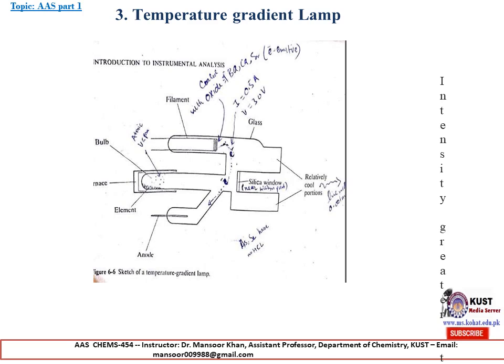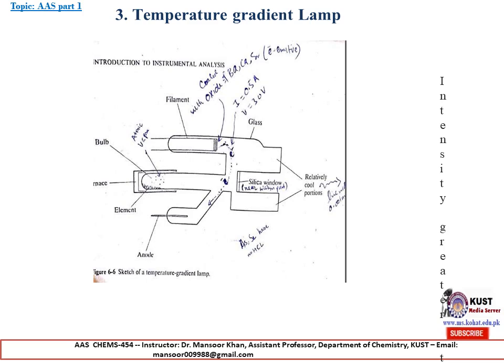An electric heater converts the element into atomic vapor. This is the main mechanism of the temperature gradient lamp. It has a bulb element where atomic vapors are produced, and a current of 0.5 ampere is passed with a voltage of 30 volt, cooled with oxide, barium, calcium, strontium element.